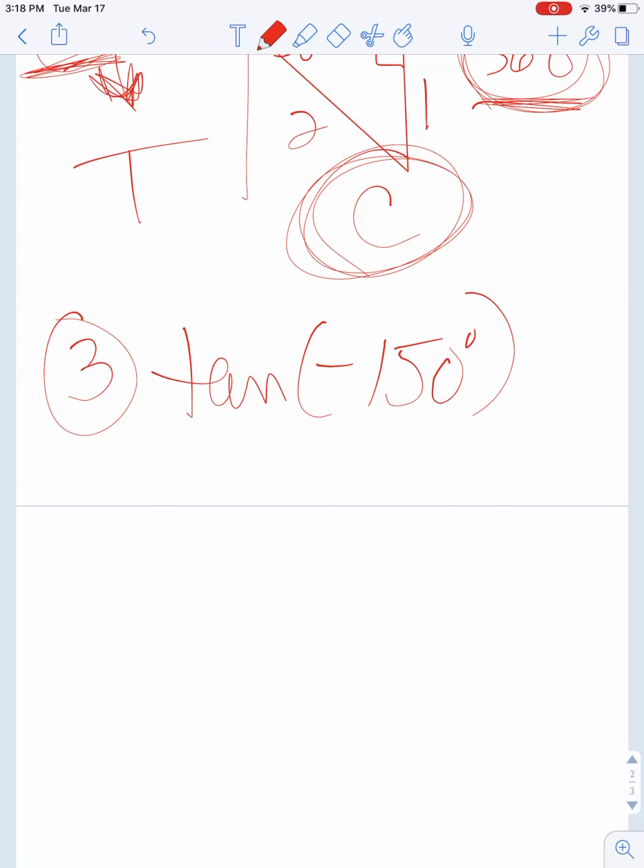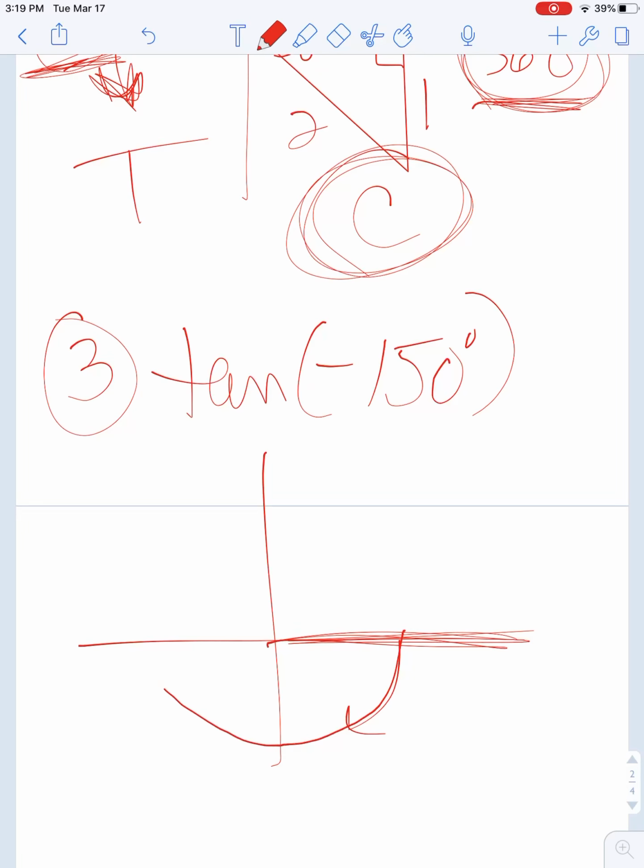I draw my picture. Negative 150. So let's think about what quadrant that's in. I'm starting here because it's a negative angle. I've got to go down and rotate. So I'm going to go negative 90. I'm not going to go all the way to negative 180. I'm going to come back. So I'm in the third quadrant. I'm going to redraw my arc. So that would be my negative 150. I'm going not all the way to negative 180.